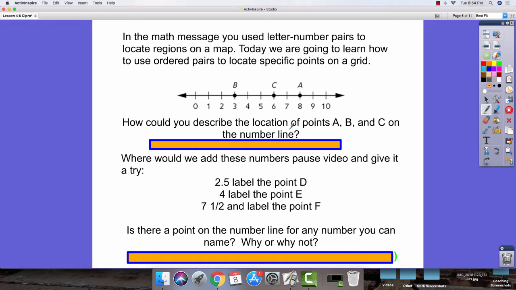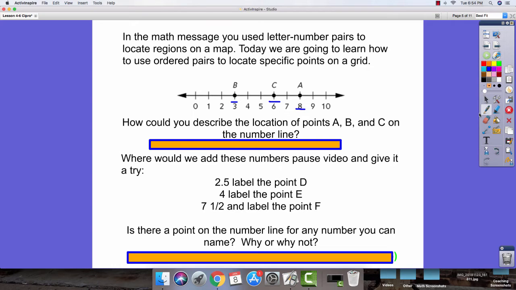So that's the bottom part of your first page on your notes. Go ahead and describe the points A, B, and C. Pause video. All right, let's see how you did. You can see that point A is at 8, point B is at 3, and point C is at 6. If you don't have that on your guided notes page, pause video and make sure you have that. Good.